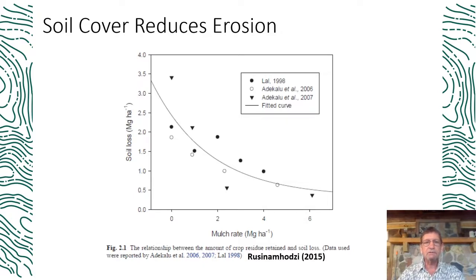This is a graph of soil erosion reduction as a function of soil cover, which is one of the key CA principles. And as you can see here, as mulch cover increases, soil loss decreases. These are 3 different studies from sub-Saharan Africa.